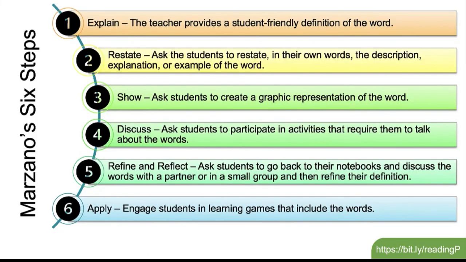So, what are some of the methods? Now, if you want a really good method that's going to really teach that important vocabulary, Marzano's 6 steps is great. You explain it in a student-friendly way. You then ask the students to restate in their own words the description, explanation, or example of the word. You might want to use their home language for this if you're familiar with it. That will speed things up. But if you're teaching in an immersive way, then obviously try and do it in English. Show.